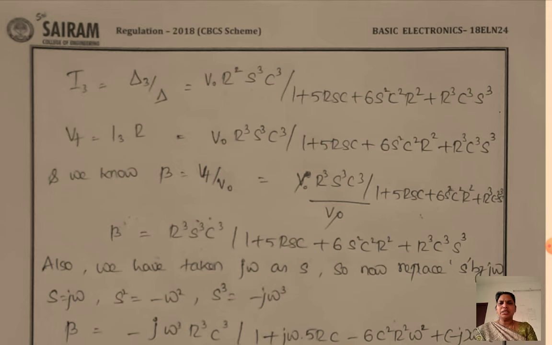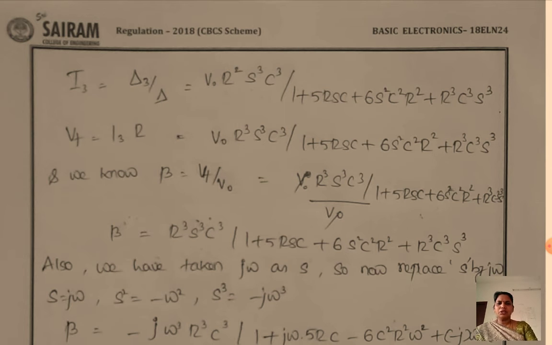And then we know beta is nothing but the output by input. For the feedback network, the output is the feedback voltage VF, and the input is the output voltage of the amplifier. So beta is VF by V0. Now we divide VF by V0. Above we have the VF equation, which is divided by V0, so V0 will get cancelled. So finally we get the equation for beta.